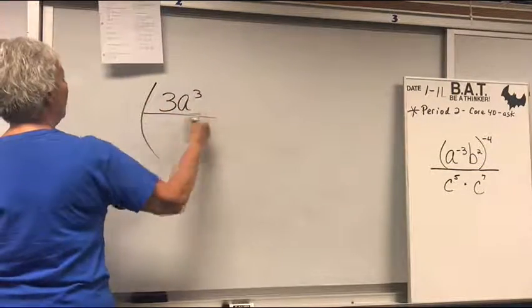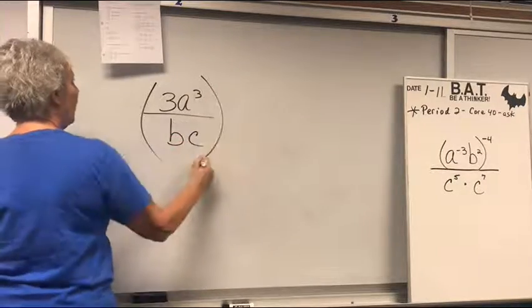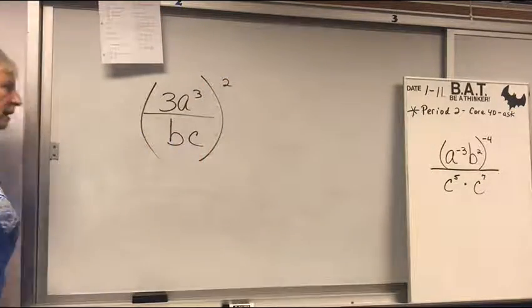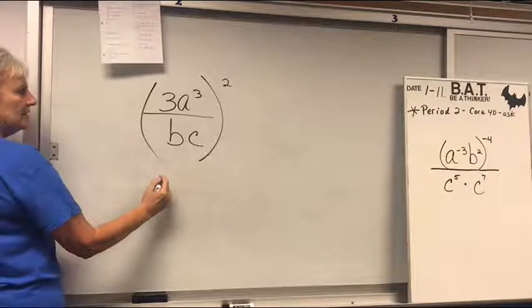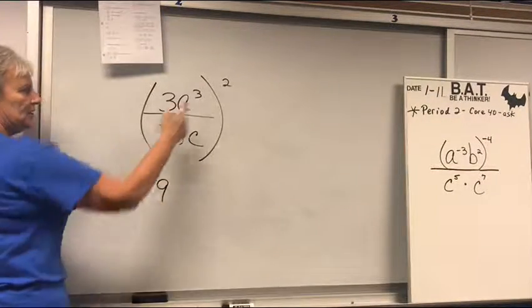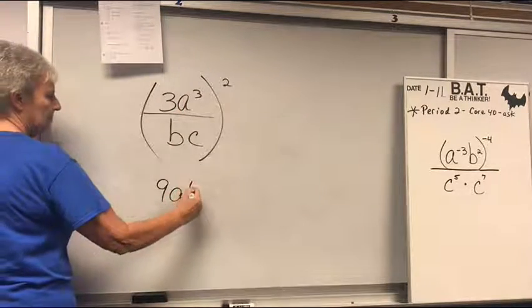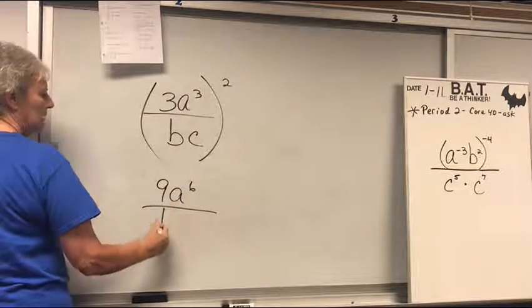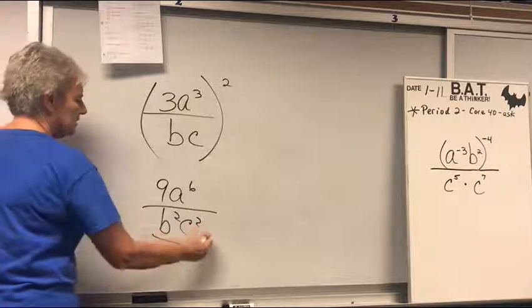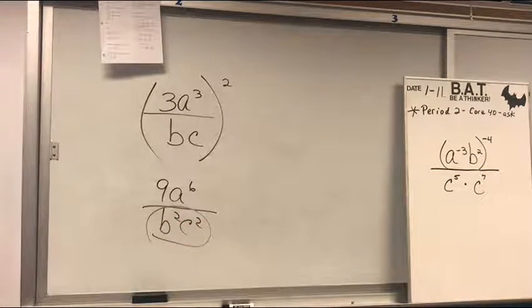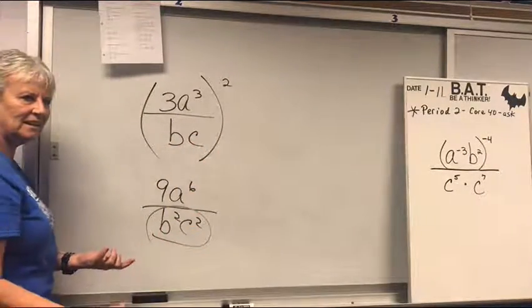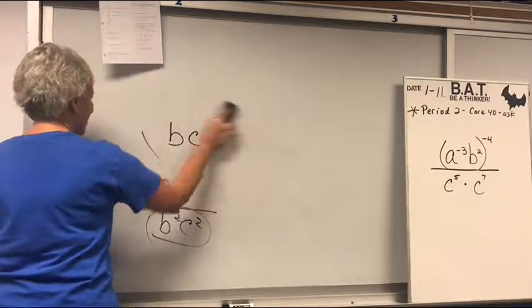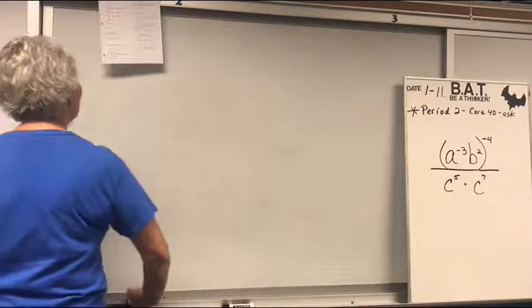3a cubed over bc, all to the 2nd power. Exponents first. 3 squared, 9. a to the 3rd to the 2nd power, a to the 6th. b squared, c squared. I will tell you how many kids will put BC down there. But if you wrote it twice, you would see you have BC times BC, which can't be BC. All right?